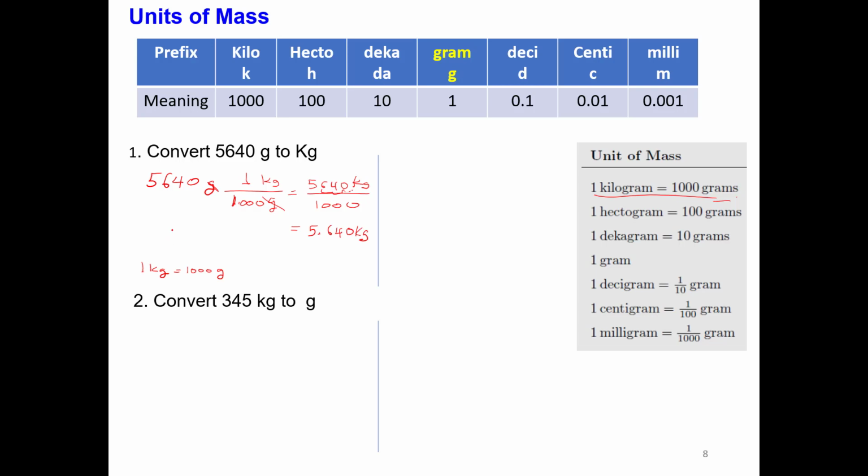That 0 doesn't change the value of the number. And the final answer is 640 grams equals 5.64 kilograms.